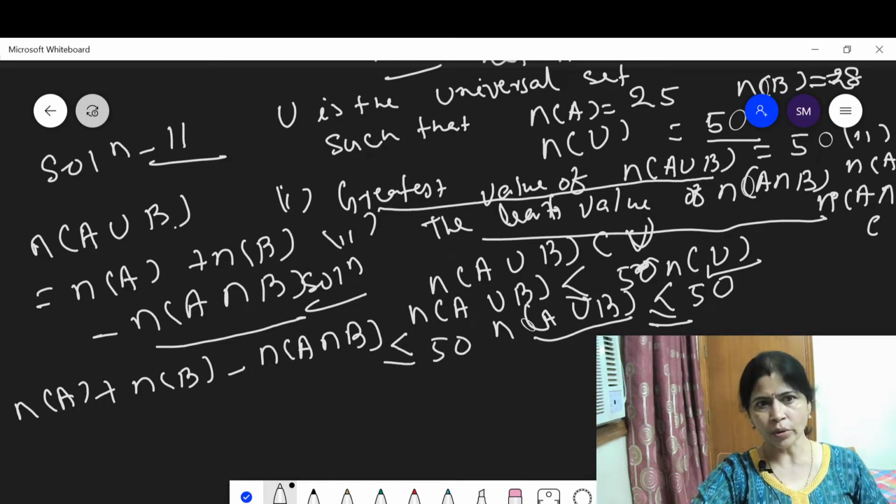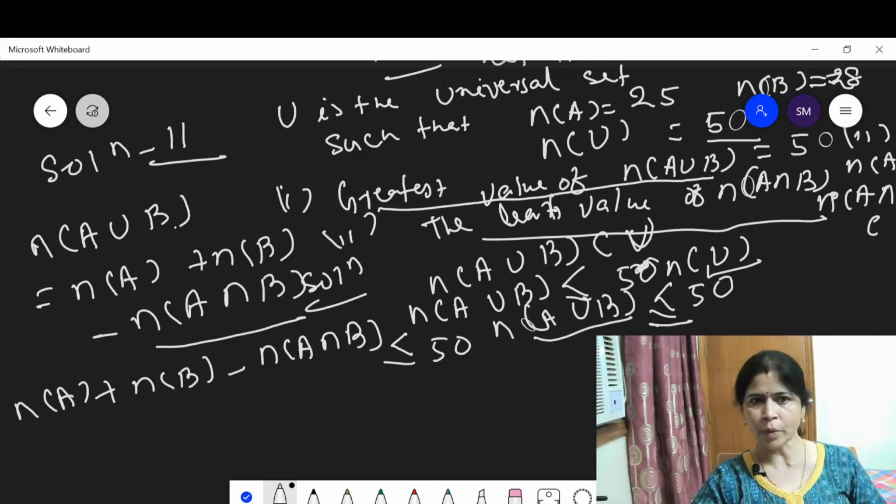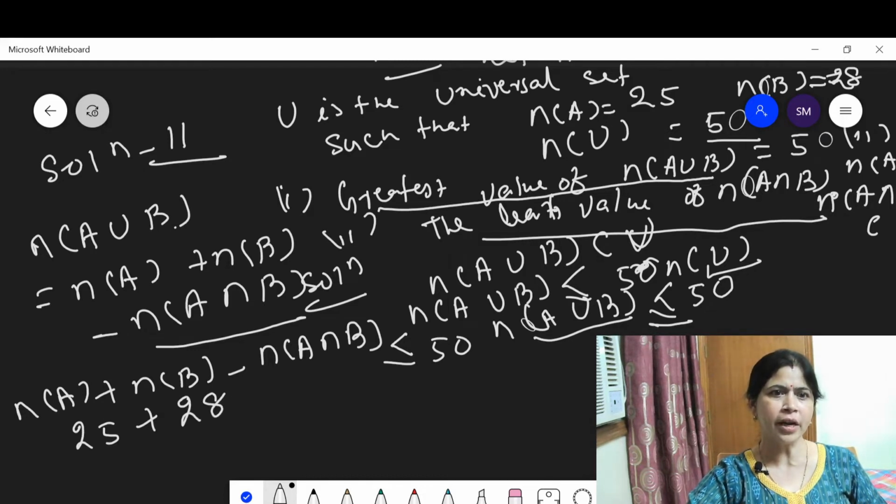Because A union B is a subset of the universal set, and the number of elements present in the universal set is 50, the number of elements present in A union B is always less than or equal to 50. The number of elements in A union B is n(A) plus n(B) minus n(A intersection B). Here n(A) is given as 25 and n(B) is 28, so 25 plus 28 minus n(A intersection B) is less than or equal to 50.